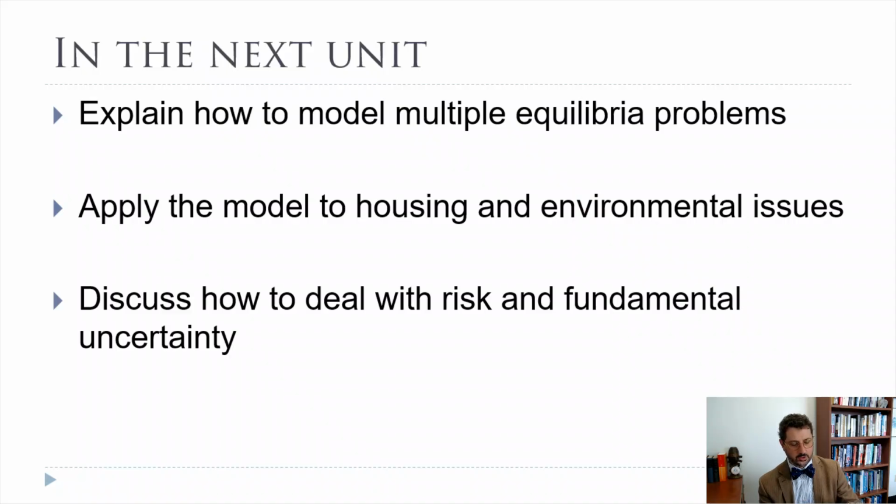And then we'll also look at dealing with risk and uncertainty. The difference between risk and uncertainty is that with risk, we know the probabilities, right? We know how likely each outcome is. Whereas with uncertainty, we don't. We might not even know what the possible outcomes are. And so that can cause some more problems.